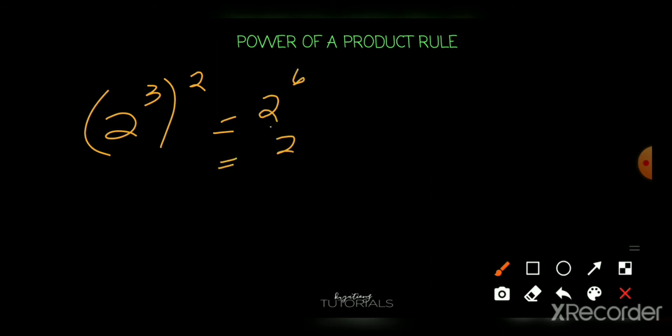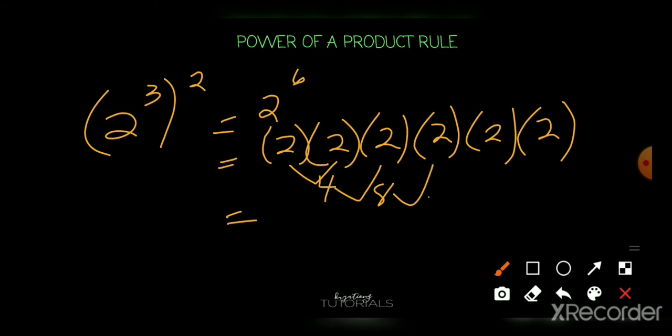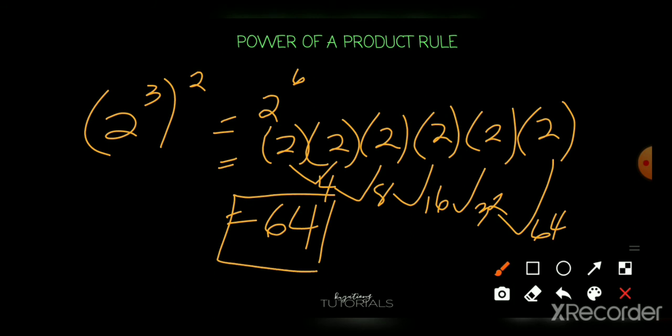So 2 times 2 times 2 times 2 times 2 times 2. Pila nakabuok? 6 na. So 2 times 2, 4. 4 times 2, 8. 8 times 2, 16. 16 times 2, 32. Times 2, 64. So this is 64, ang final answer. Okay, so mura ni siya sa power of a power rule.